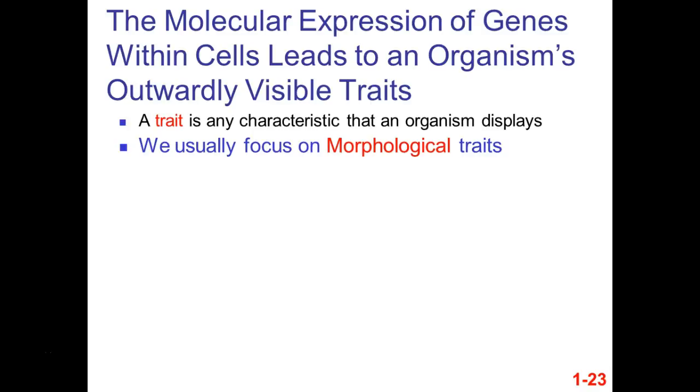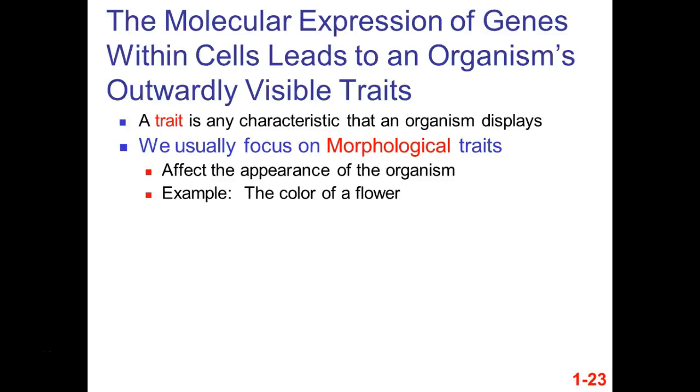We usually focus on morphological traits, right? So these are things that you can see, the hair, the eyes, the overall appearance of an organism. So in the case of flowers, that would be the color of the flower.